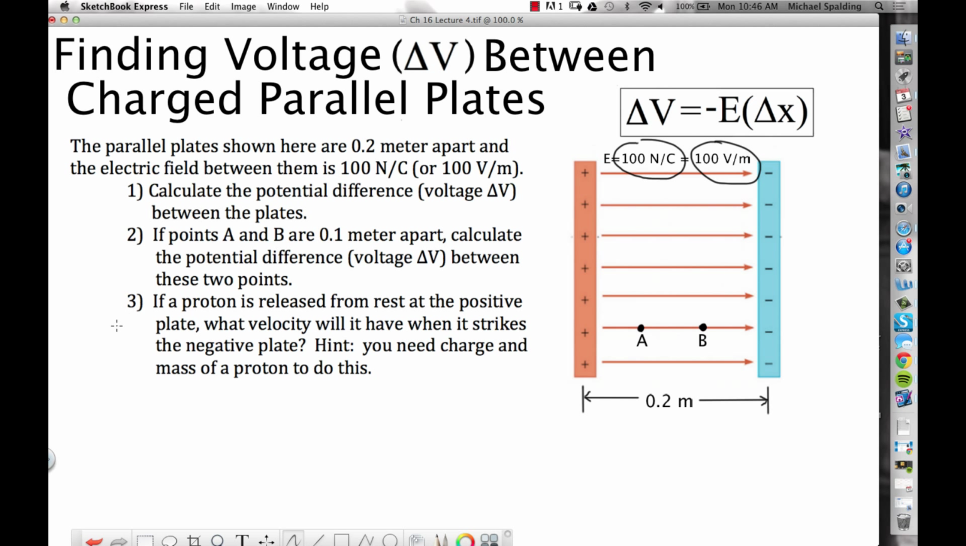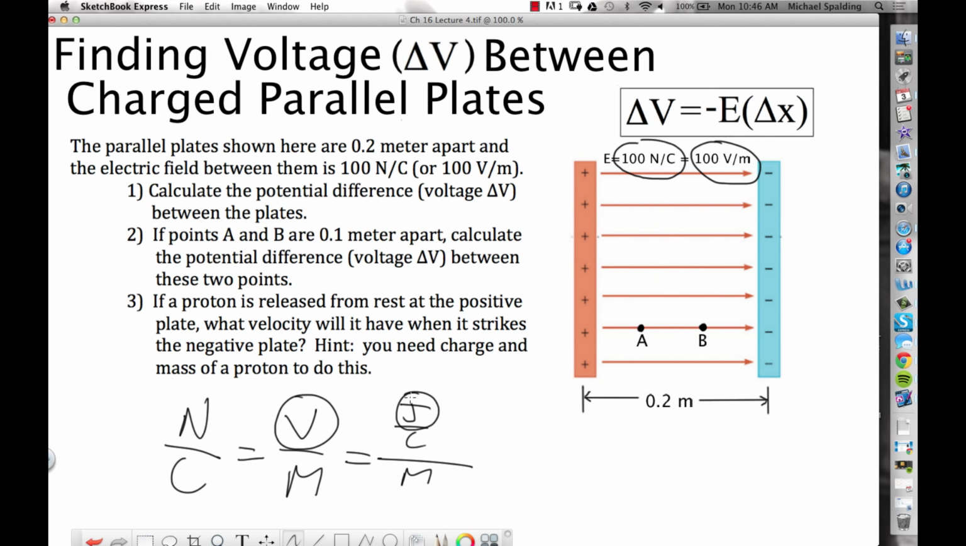So why are they identical? Let me just show you. Newton per coulomb is identical to volt per meter. Let's just look why. Well, what's a volt? A volt is a what? A joule per coulomb per meter, but what's a joule? A joule could also be called a Newton times a meter. And then what cancels there? The meters cancel. Newton per coulomb. So a Newton per coulomb is the same as a volt per meter.